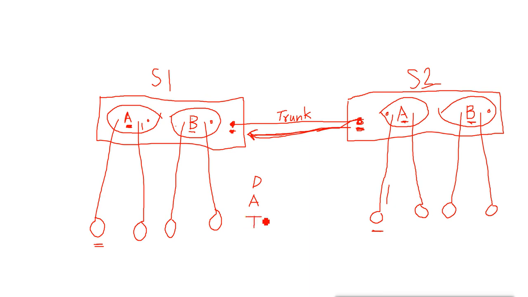So if one side is desirable and the other side is also desirable, that is default, they will not convert into trunk. Why? Because both are desirable, but neither requests to be trunk. This port will not send any request to the other side to make trunk, and the other port will also not send any request. They are just desirable. So if anyone says I want to do the trunk, then they will make trunk.